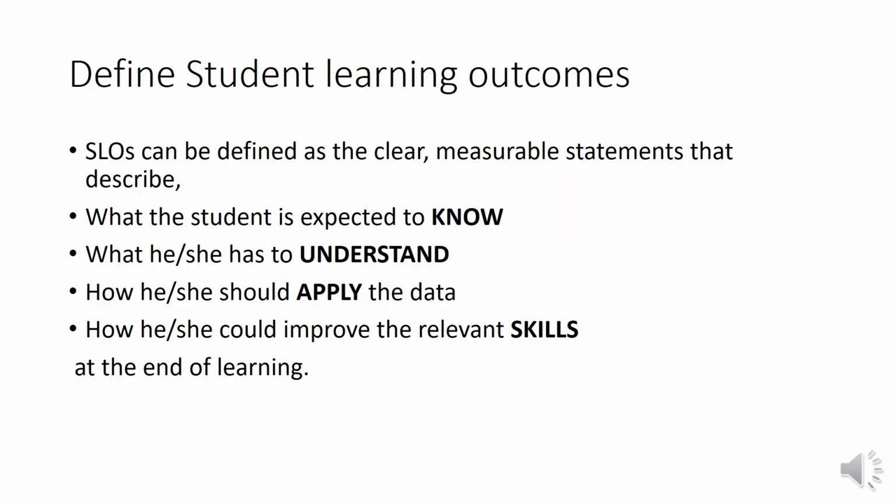Let's define student learning outcomes. Student learning outcomes can be defined as the clear, measurable statements that describe what the student is expected to know, that's the knowledge part, what he or she has to understand, that's the understanding dimension, and how he or she should apply the data, that's the application aspect, and how he or she should improve the relevant skills, that's the skill development, at the end of learning.